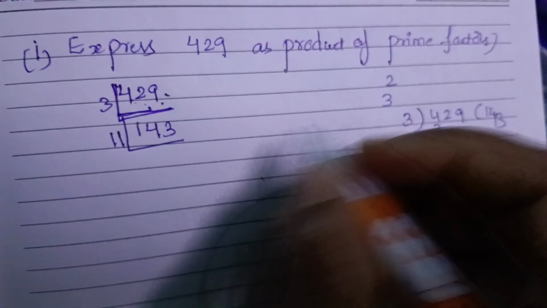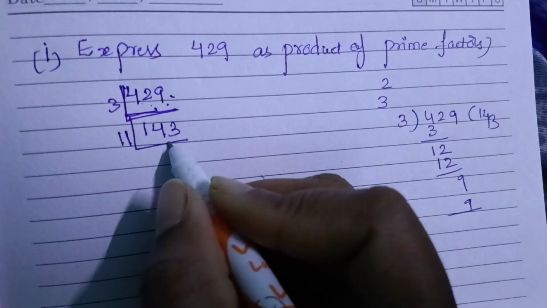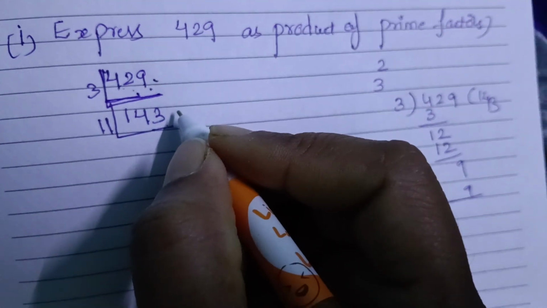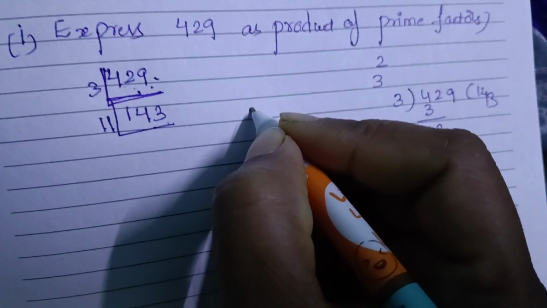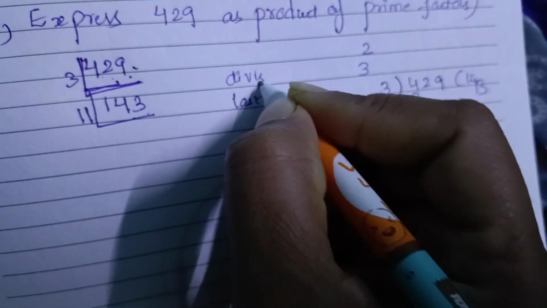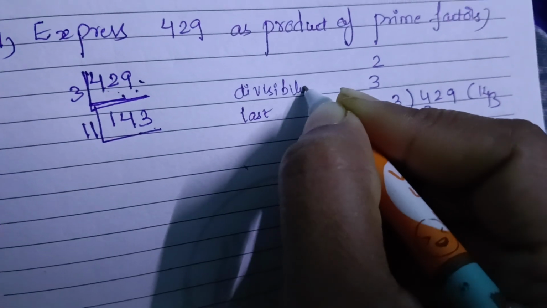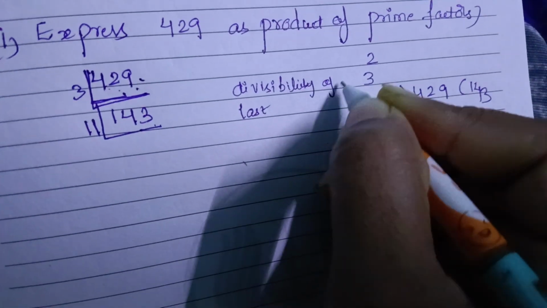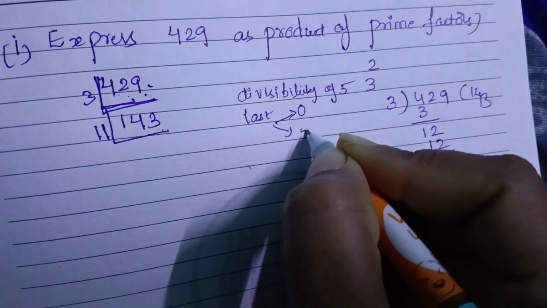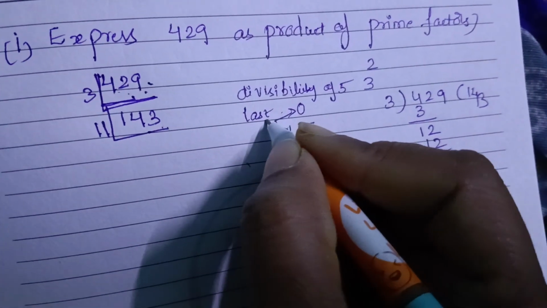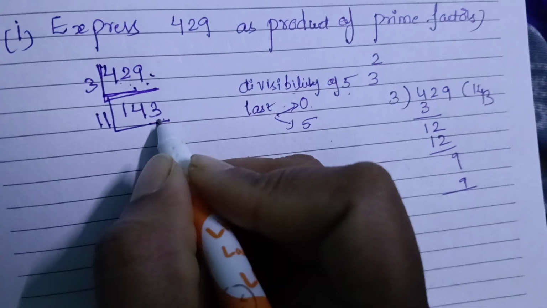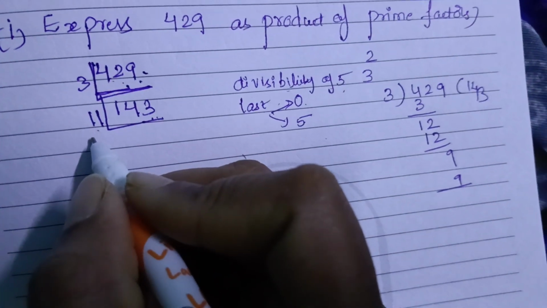And this will be directly divided by 11, right? Our next prime number is 5, and we can't divide by it, because of the divisibility rule of 5: the last digit should be either 0 or 5. If the last digit is 0 or 5, then only the number is divisible by 5. But here the last digit is 3. So our next prime number is 7.